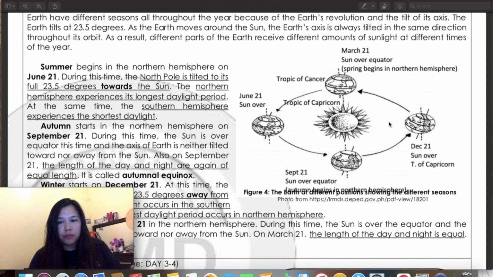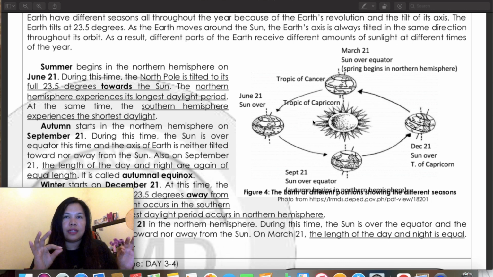meron siyang mga kasi sa next topic nyo about ang tawag nito, constellation, mga ganyan sa universe. So, natin, Tropic of Cancer, Tropic of Capricorn. Yun po, kasi tatandaan po natin yung pagtitilt niya sa axis sa sarili niyang axis is 23.5 degrees.